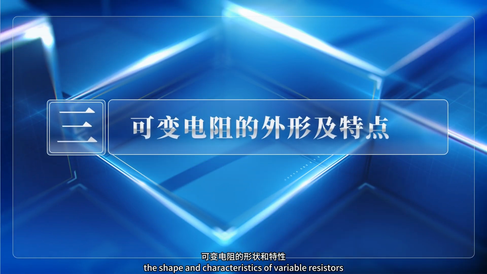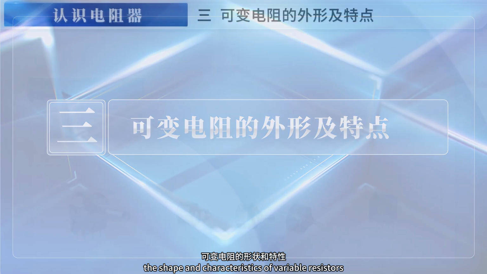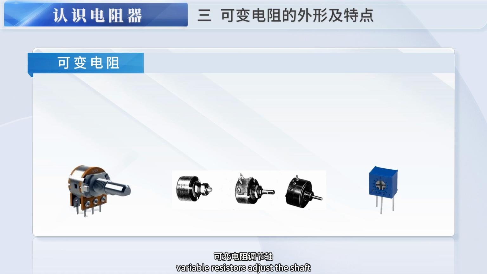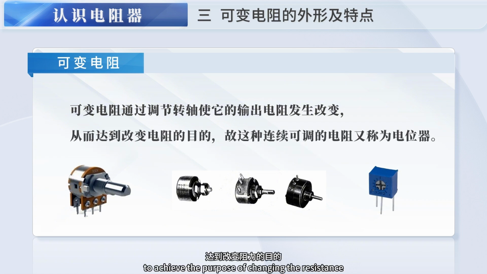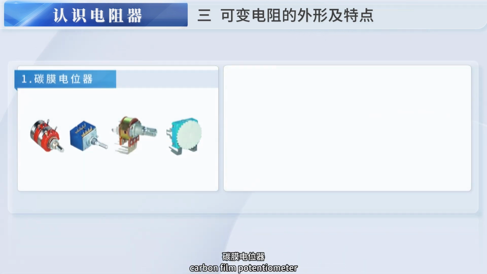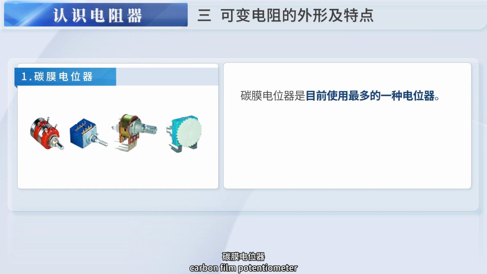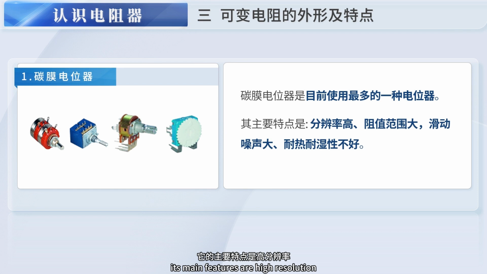The shape and characteristics of variable resistors. Variable resistors adjust the shaft to change the output resistance, to achieve the purpose of changing the resistance. Therefore, this continuously adjustable resistor is also called a potentiometer. Carbon film potentiometer, the most commonly used potentiometer. Its main features are high resolution, a large resistance range, and high sliding noise. It has poor heat and humidity resistance.